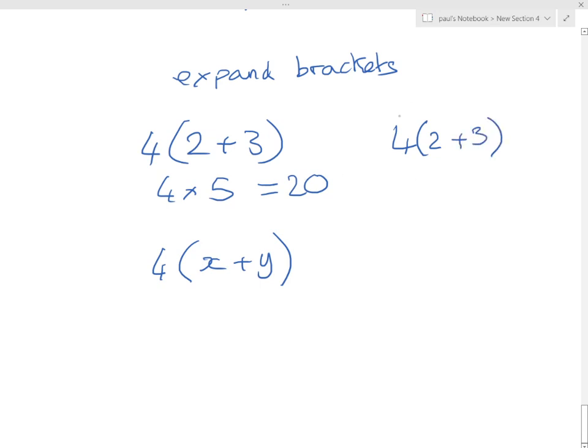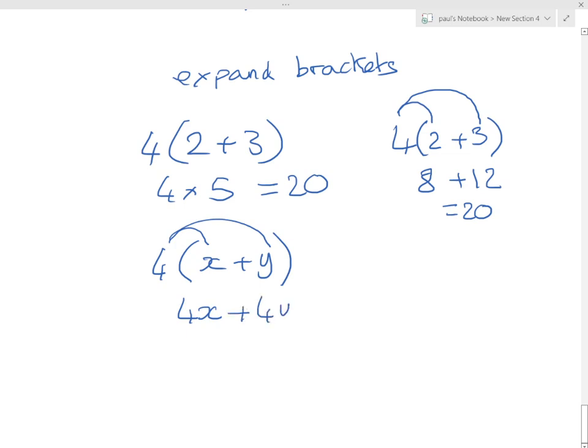Now if I multiply everything inside the bracket in turn by what's outside the bracket, see what happens. 4 times 2 is 8, and 4 times 3 is 12. Look, 8 plus 12 equals 20. So there is a way around it without actually adding the two things inside the brackets. And this is what we're going to do with the algebra. You go 4 times x is 4x, and 4 times y is 4y.